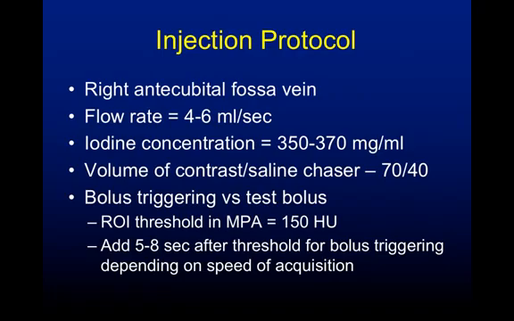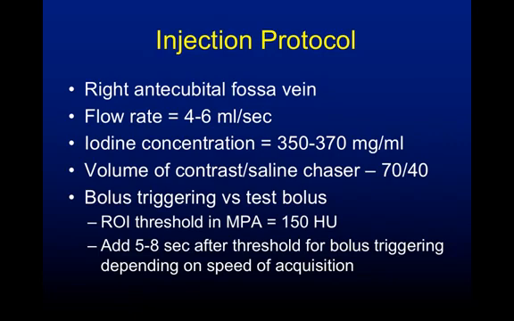With regards to the injection protocol, the right antecubital fossa should be targeted for venous access. A high flow rate of 4 to 6 mL per second is recommended, and a high iodine concentration is also recommended. Generally, the volume of contrast used is approximately 70 cc's, followed by a 40 cc chaser of saline.